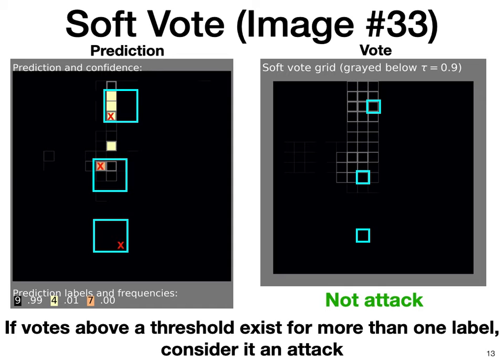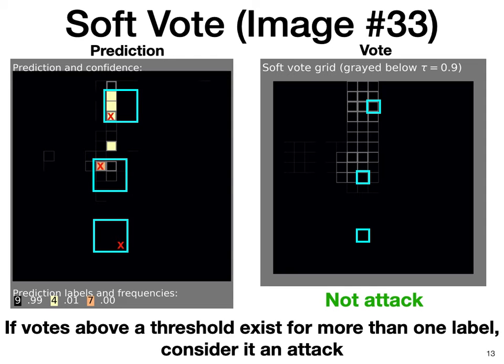This is what our new soft voting grid looks like. We add votes to the voting grid for all windows, but we only pay attention to them if their confidence is above a threshold. Excluding the lowest confidence votes prevents scattered errors from changing the voting set we create from the voting grid. The threshold allows us to trade off between false positives and false negatives. If the voting grid has votes above our confidence threshold for more than one label, we say the image is an attack.